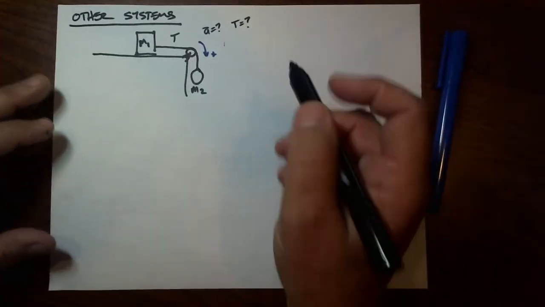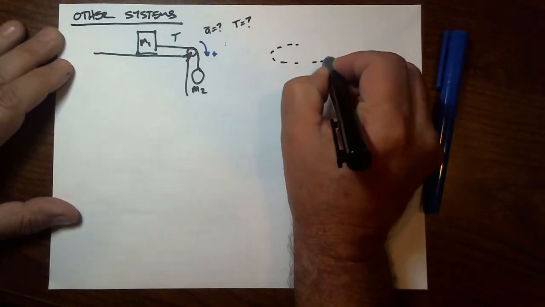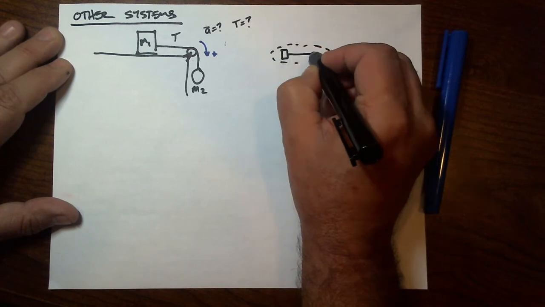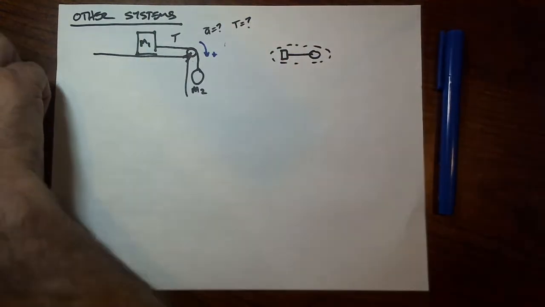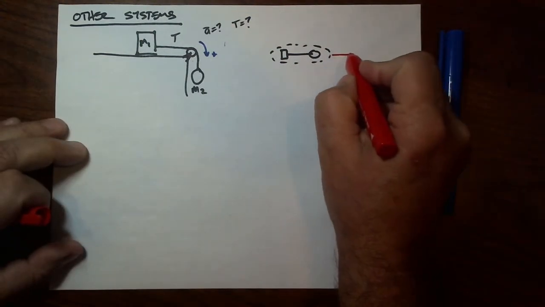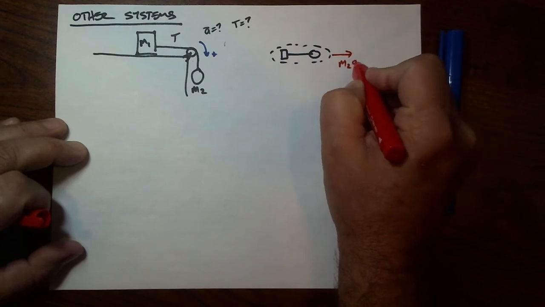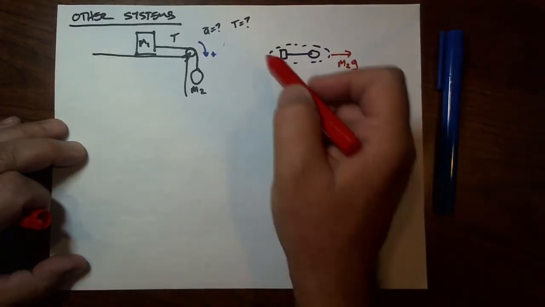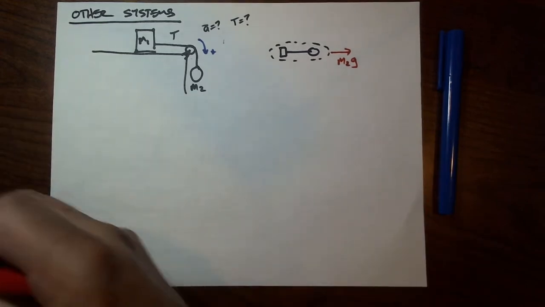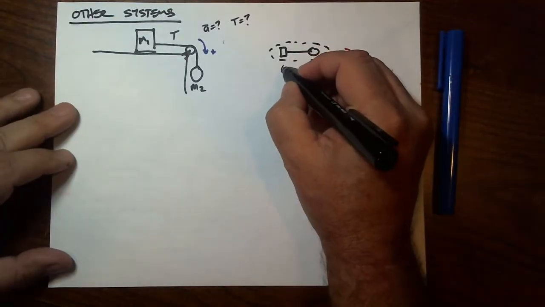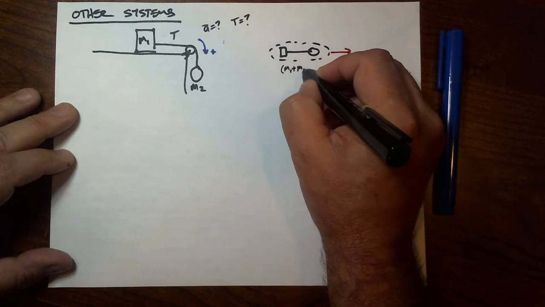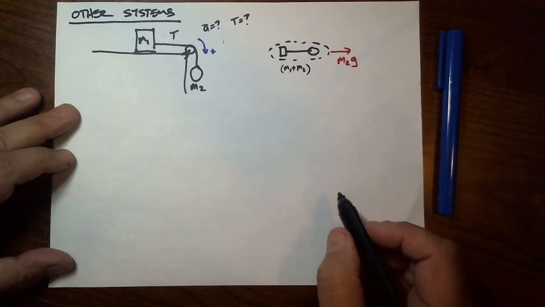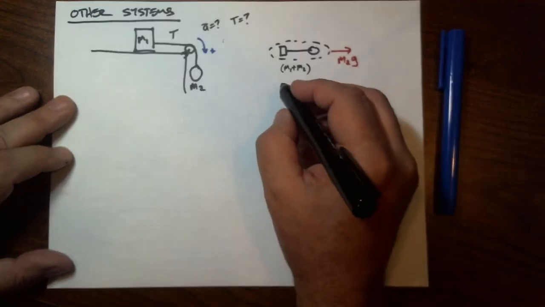If we use the system trick, then we treat this object like a compound object, and the only force pulling on this object is the weight of mass 2. No friction, so nothing pulling back the other way. Hey, next chapter, there will be friction. And the mass of this object is m1 plus m2. So we can really easily figure this out.